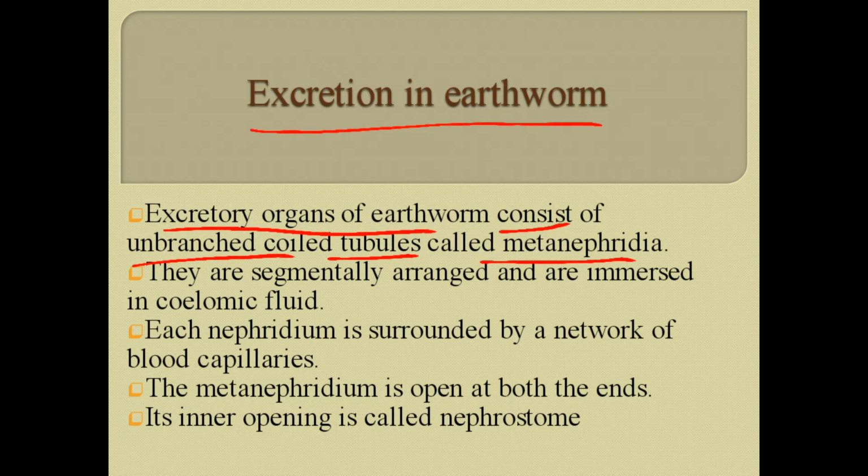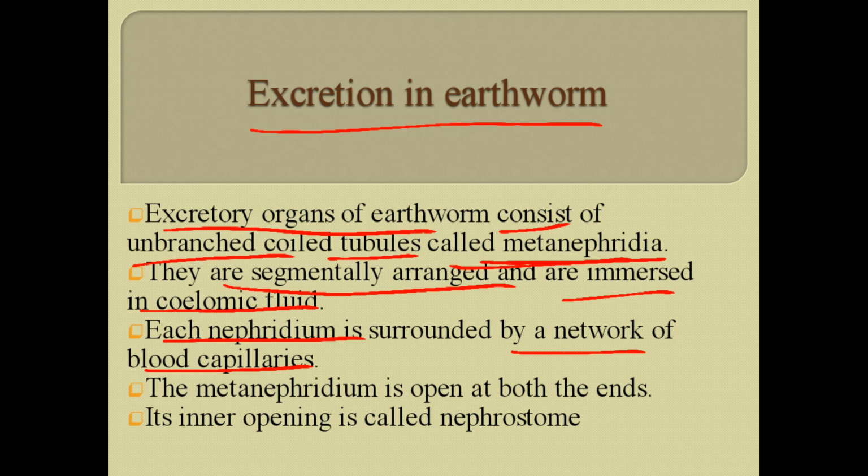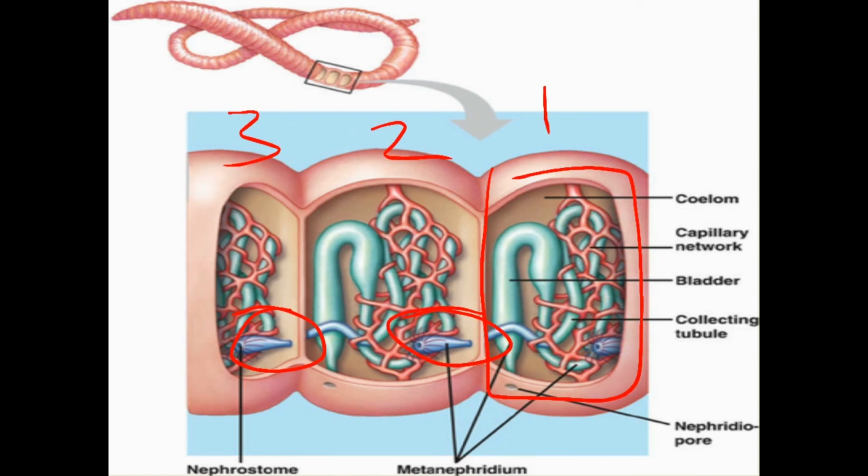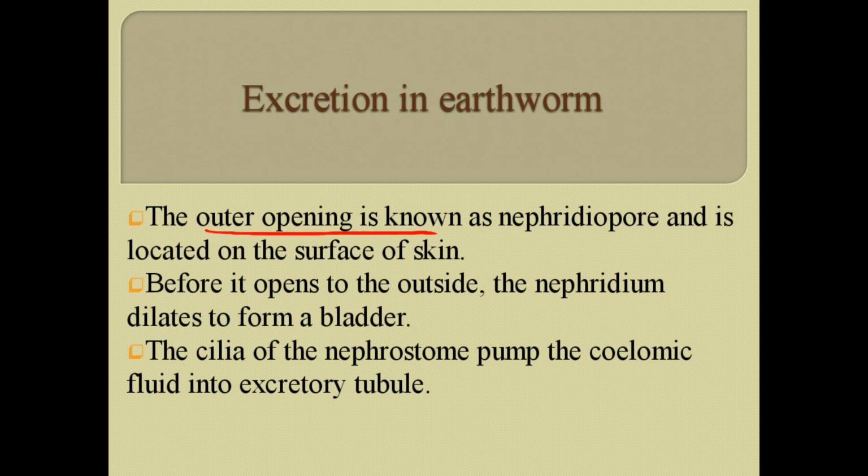So here is the text that excretory organs of earthworm consist of unbranched coiled tubules called metanephridia, and metanephridia are segmentally arranged and are immersed in the coelomic fluid. Each nephridium is surrounded by a network of blood capillaries. The metanephridium is open at both ends. The inner opening is called nephrostome. Nephrostome is present here, and the outer opening is known as nephridiopore, which is located on the skin surface.